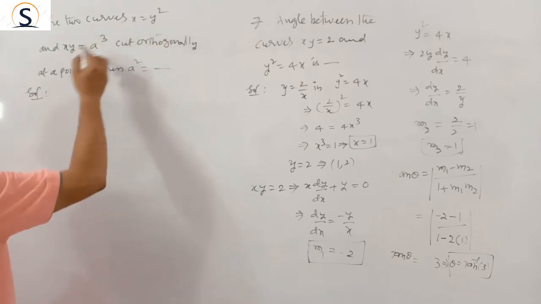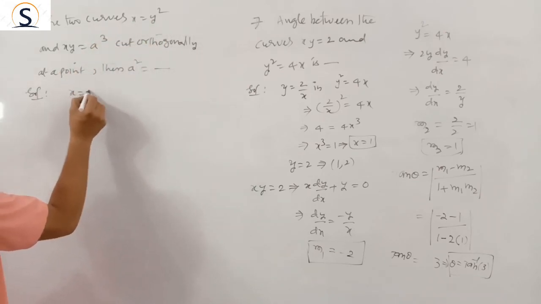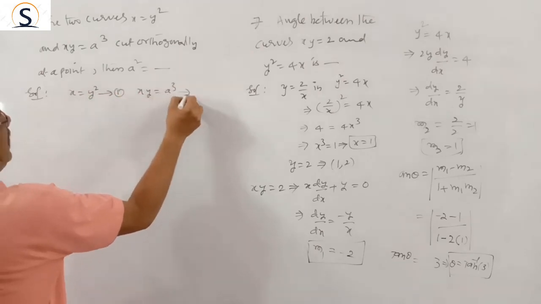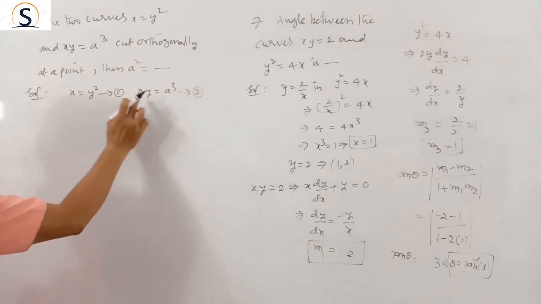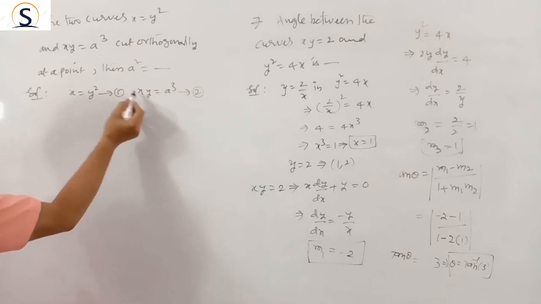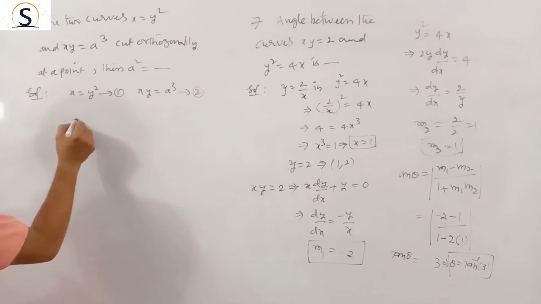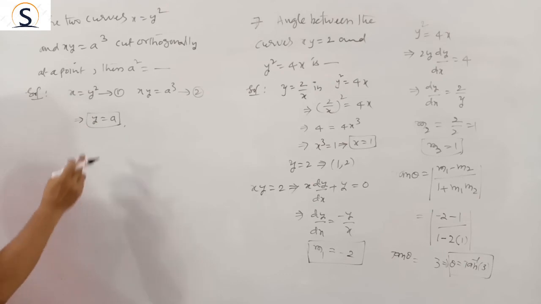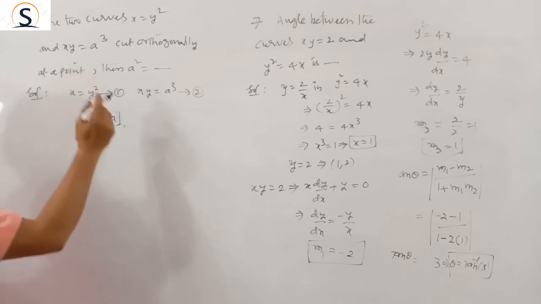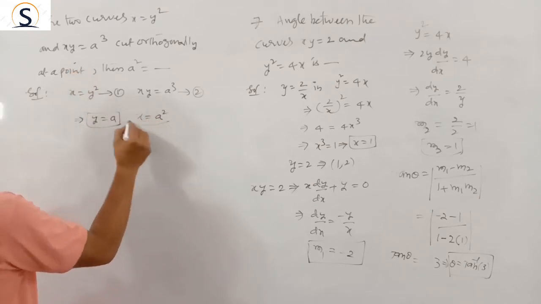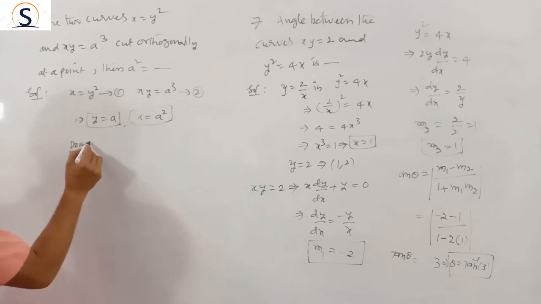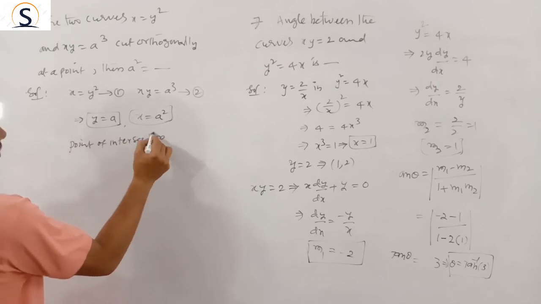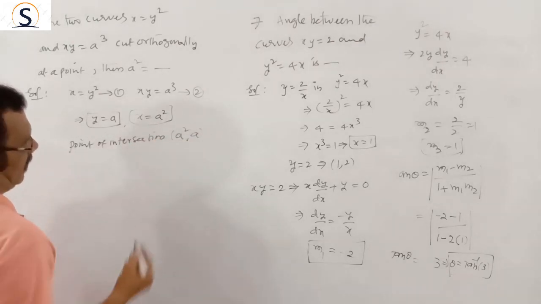First of all, what is the point of intersection of the two curves? Now this is x is equal to y square, the first curve, and xy is equal to a cube, the second curve. Substitute the x value in this, then x is equal to y square means y cube is equal to a cube. So that implies y is equal to a, right? Substitute the y value a here, x is equal to a square. So directly the point of intersection is (a square, a).